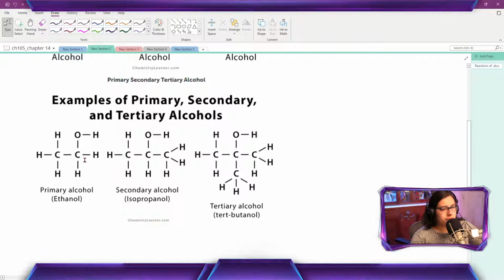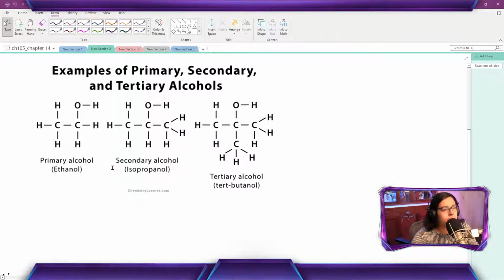Looking at these examples, let's practice naming them. This is my longest carbon chain of 2, and this is a primary alcohol since it's attached to only one other carbon here. Of course, this is ethanol. Notice we just changed the ending to -ol for alcohols.